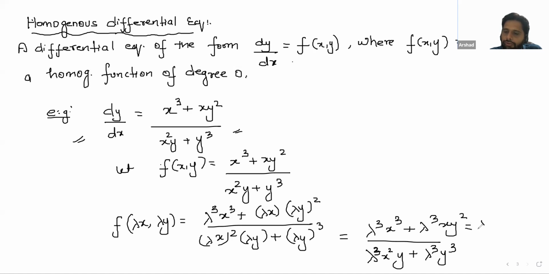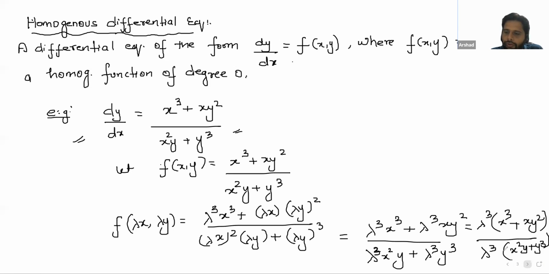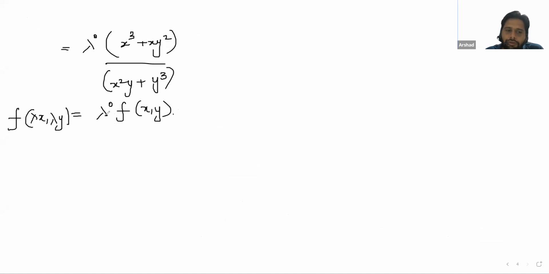Here we will take out lambda cube common. So here we will get lambda cube (x cube plus x y square) by lambda cube (x square y plus y cube). Okay, now these two are the same. Bases are the same, so we can subtract the powers. So here we can write lambda to the power 0, and here we can write (x cube plus x y square) by (x square y plus y cube). So it is equal to lambda naught f(x, y). Okay, so if you see this, what is this? This is f(lambda x, lambda y). So the power of lambda is zero. And f(x, y) is a homogeneous function.